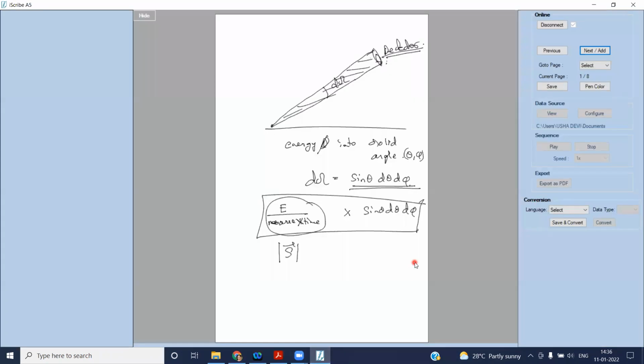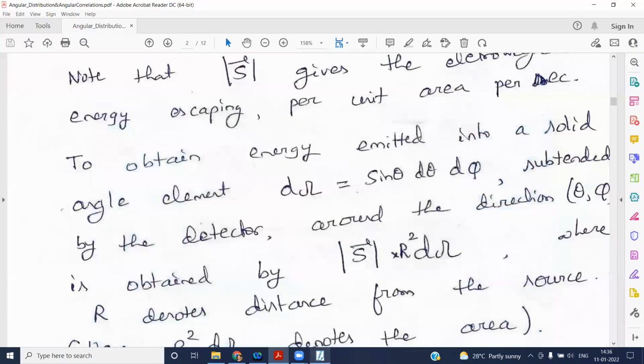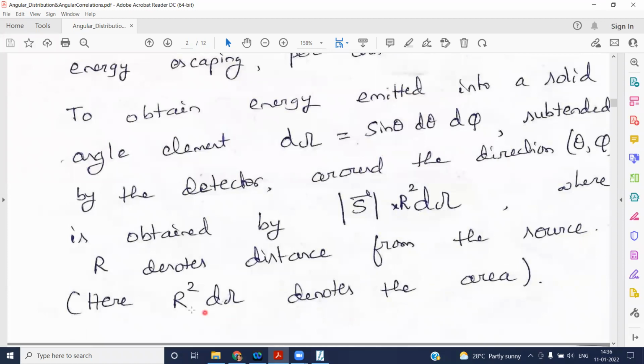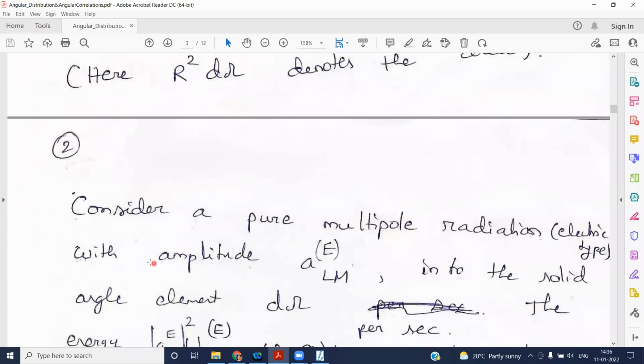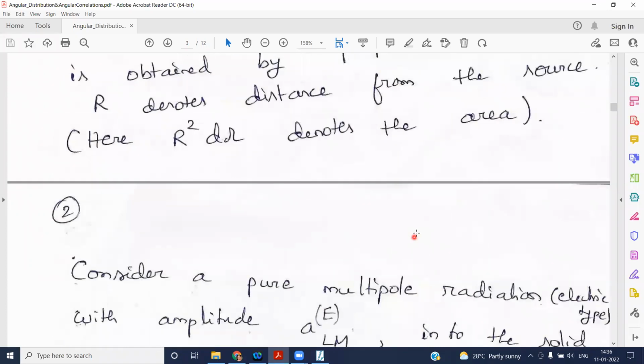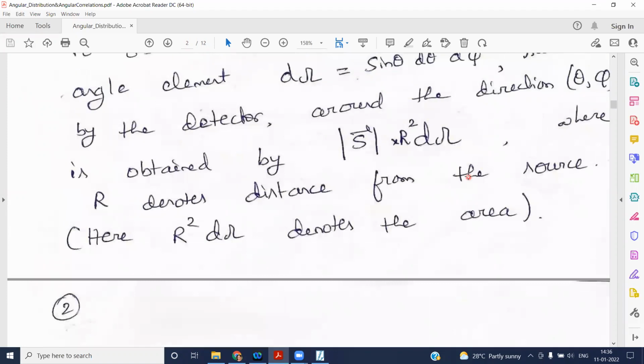Let me go back. I forgot that. This is at a distance R into d omega. So what is the area? Area is given by R squared d omega. This is the solid angle area. So I have to write S into R squared d omega, where R denotes the distance from the source. I am far away from the source. R squared d omega denotes the area of the solid angle. Now I will say, consider a pure multipole radiation. Is there any confusion here? Do you understand what I said?